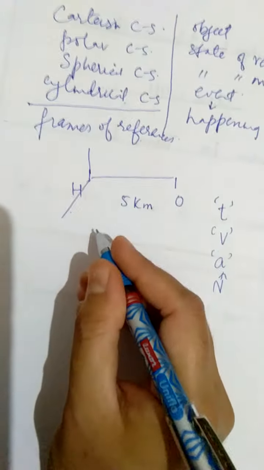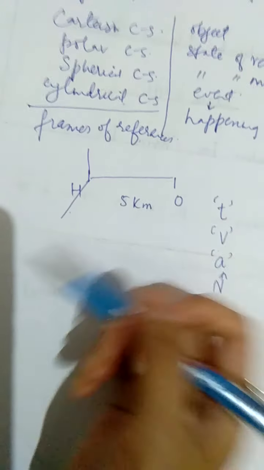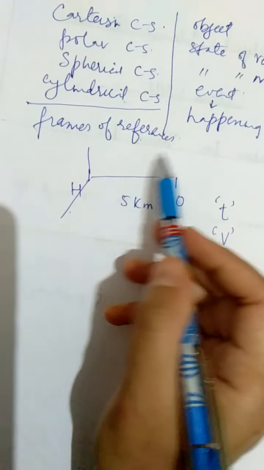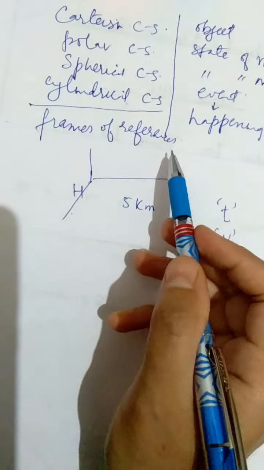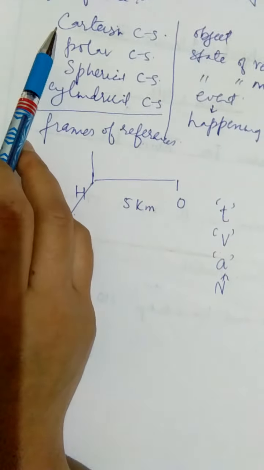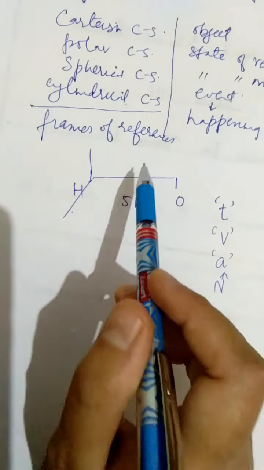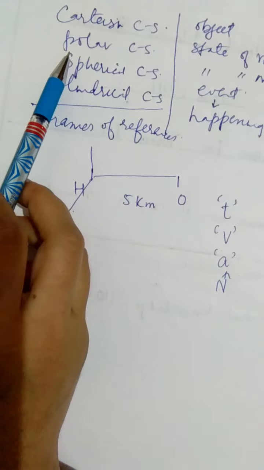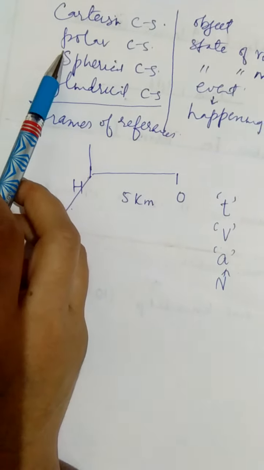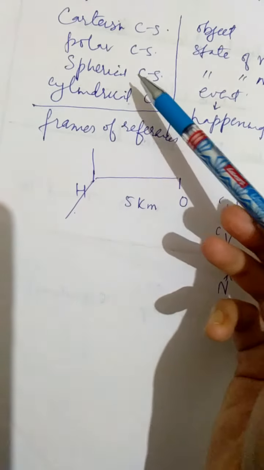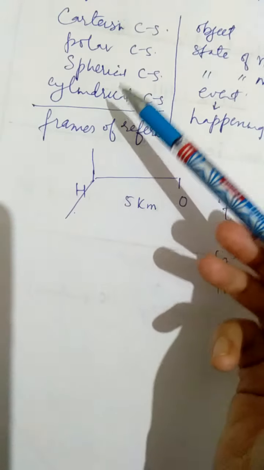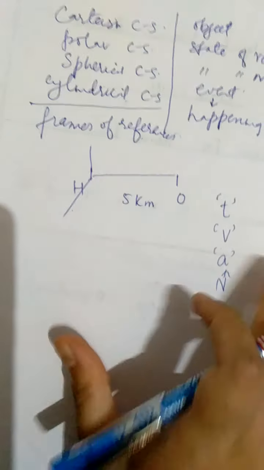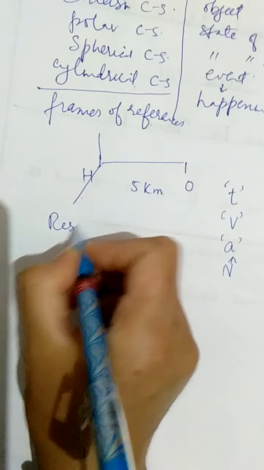Now it depends on the kind of event what kind of reference frame we should choose. If an object is exhibiting linear motion, then the Cartesian coordinate system would be suitable. If it is moving along a circle, the polar coordinate system would be suitable. If the object is moving along the surface of a sphere, then the spherical coordinate system would be more suitable, and so on. Moreover, these frames of reference can themselves be at rest or in motion.